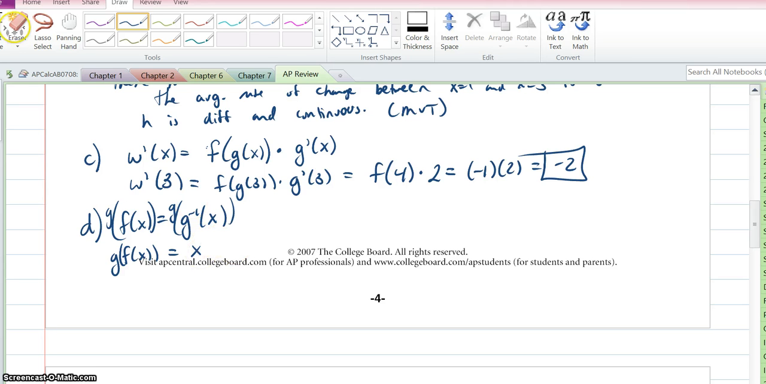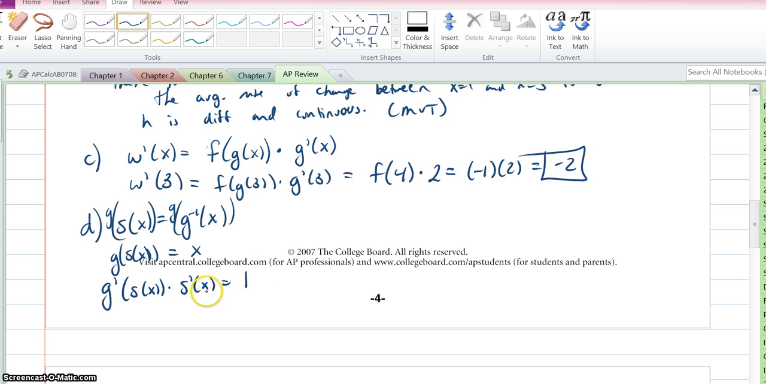And I should probably use something other than f. Sorry guys, let's call it h of x, just because we don't want to use the same function that we had before. And not even h of x, because h of x was used. So I don't know, let's call it s of x. Okay, so now we have g of s of x is equal to x. So now we're going to take the derivative of both sides. This side we use the chain rule, so g prime of s times the derivative of s, so s prime of x, is equal to the derivative of x, which is 1.